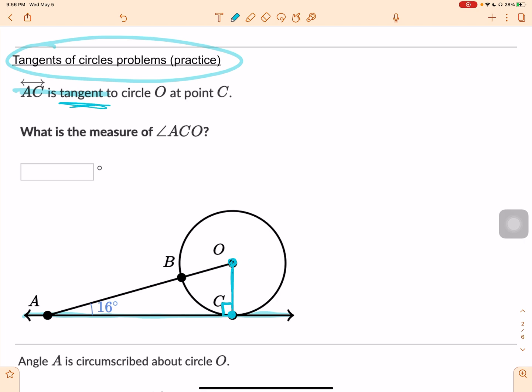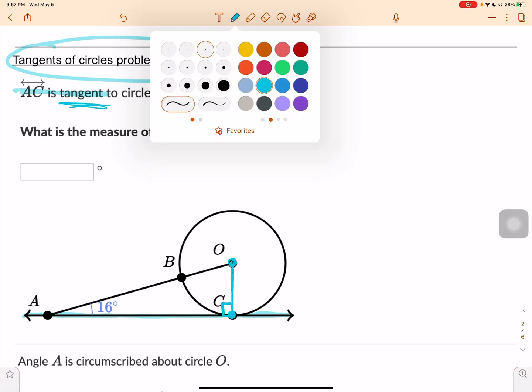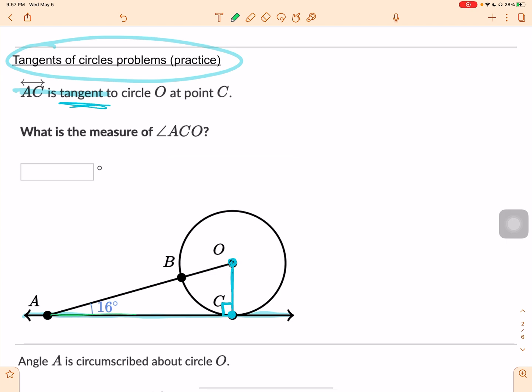So here it says, what is the measure of angle ACO? Oh, that one's nice. I already did it for you. So ACO is that right angle right there.